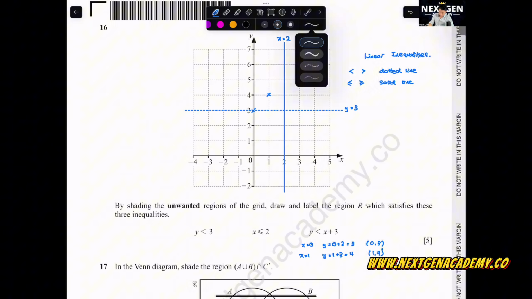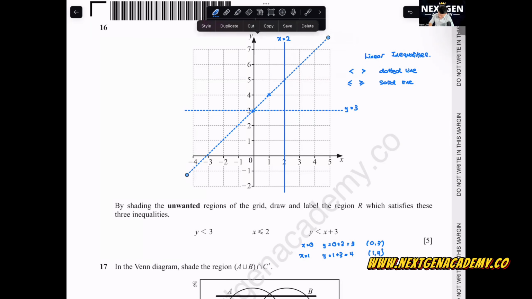Since this one has no equal, we're going to draw a dotted line. Okay, like this. Y equals to x plus 3. Okay, we got these 3 lines.